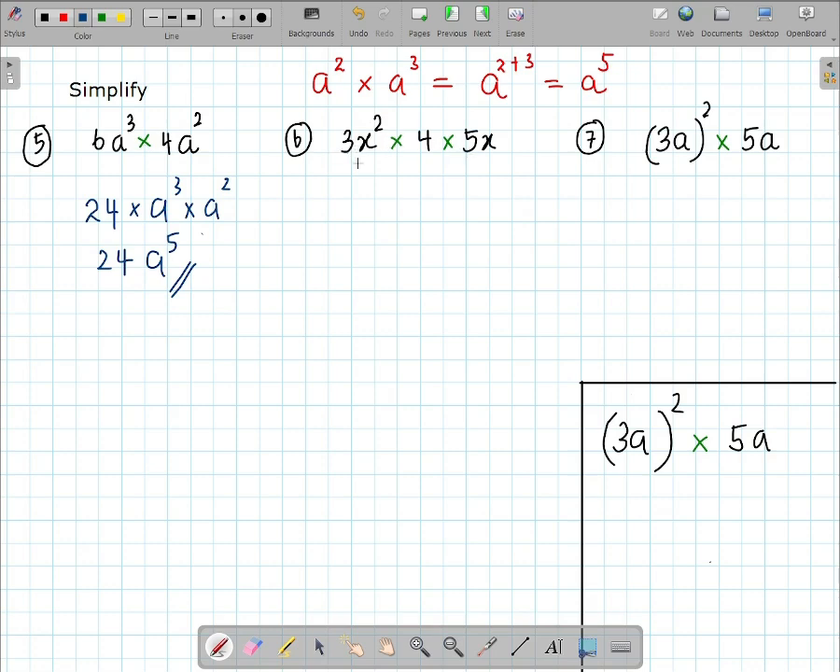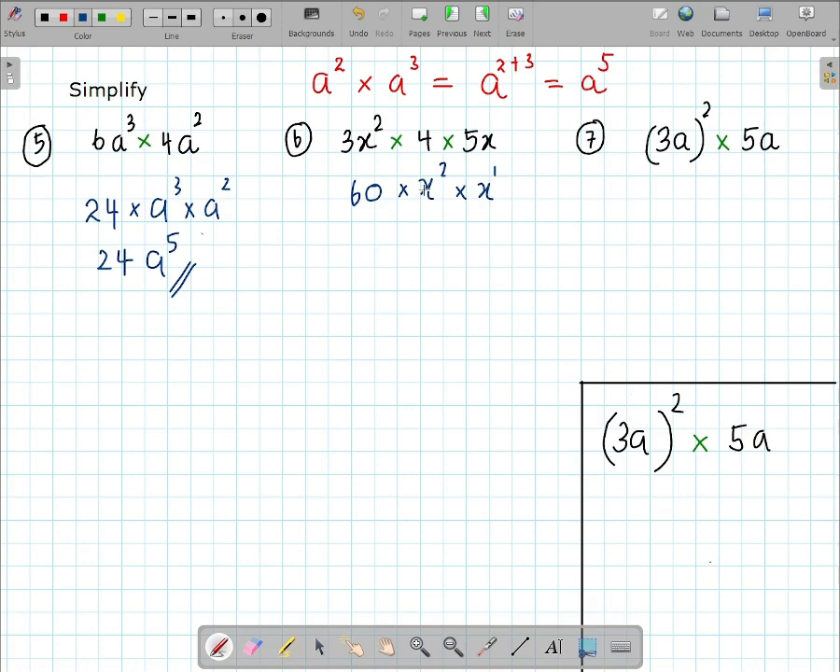And this one, numbers, you have to multiply 3, 4, and 5. 3 times 4, that is 12. 12 times 5, that is 60. Then I have x to the power 2 times x. So x to the power 2, same base, x means x to the power 1.